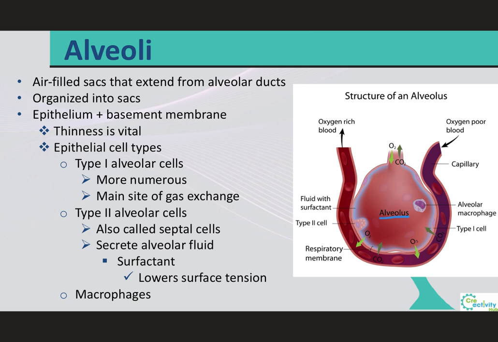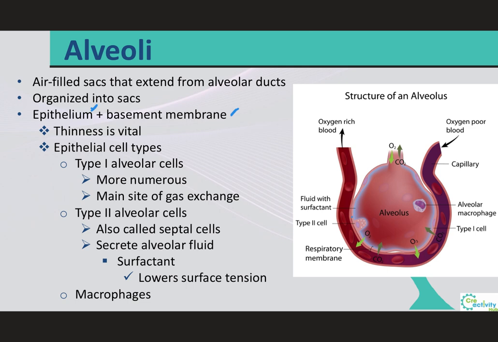Now an alveolus will consist of little more than an epithelium that will be supported by a basement membrane, and the thinness of the alveolar wall is going to be vital for the process of gas exchange. Think of it this way: because we need to have a gas exchange occur really fast, then it makes sense that the alveolar wall will be thin, because if it was thick, then it would take longer for the gas exchange to occur. And this is why the alveolar epithelium is made up of simple squamous epithelium.